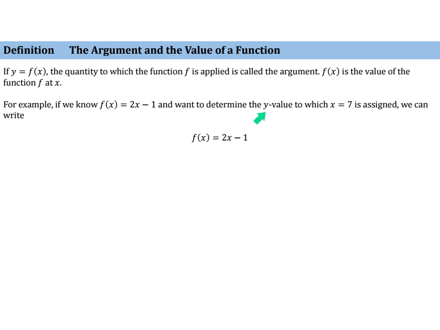Now suppose we want to know the y value when x is 7. What we can do is replace x with 7, and we do that here as well. Everywhere we see x gets replaced with 7. So instead of f of x equals 2x minus 1, we get f of 7 equals 2 times 7 minus 1. But 2 times 7 is 14, and so we get 13.